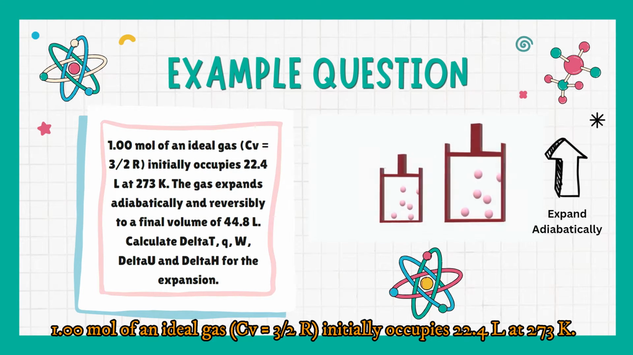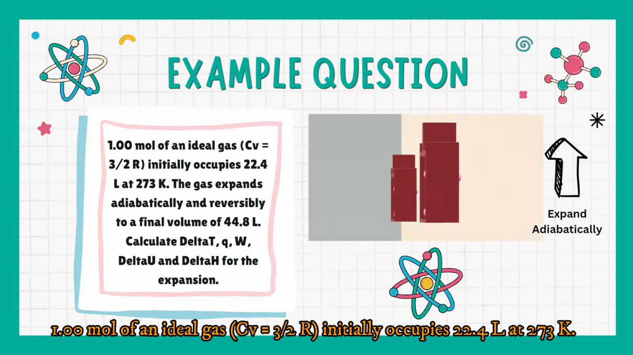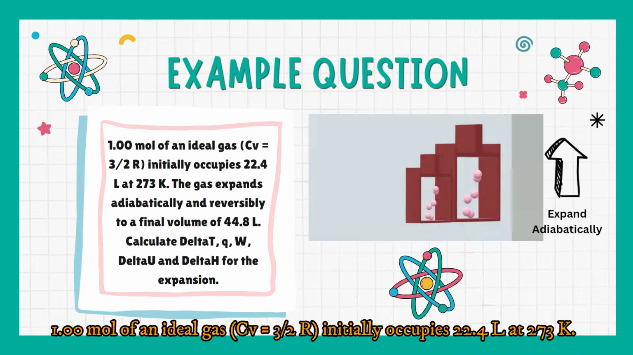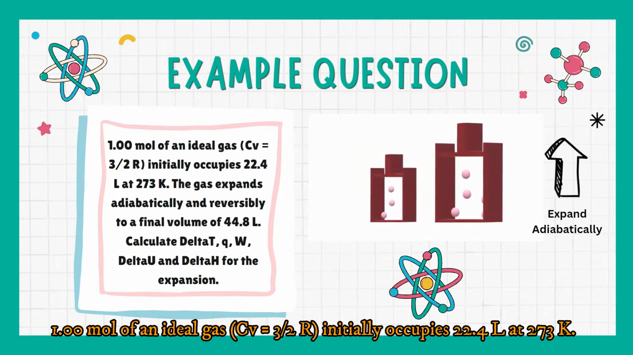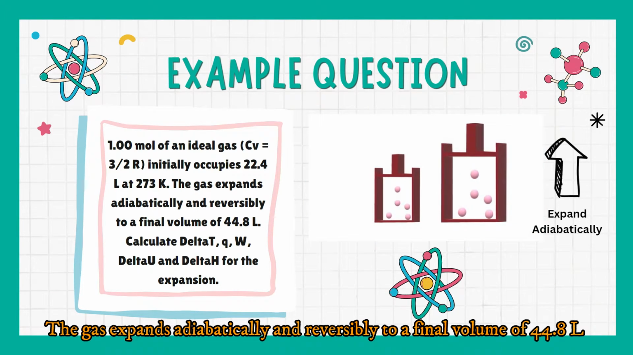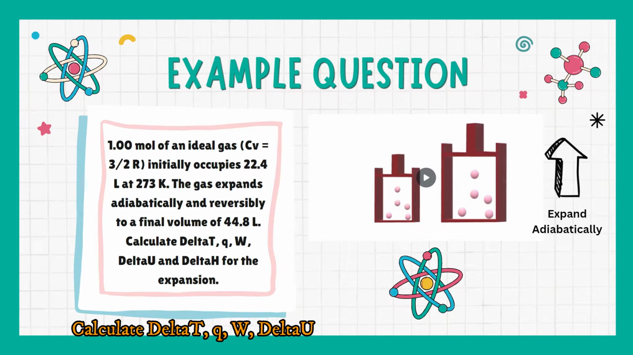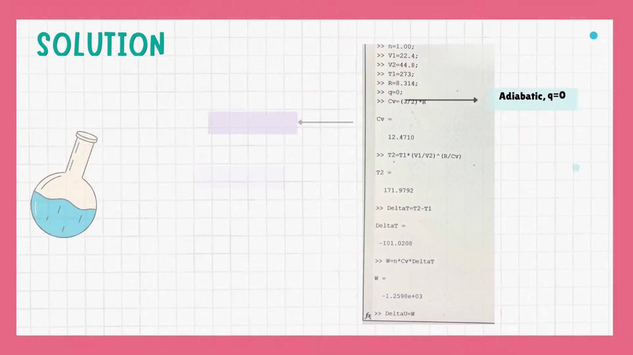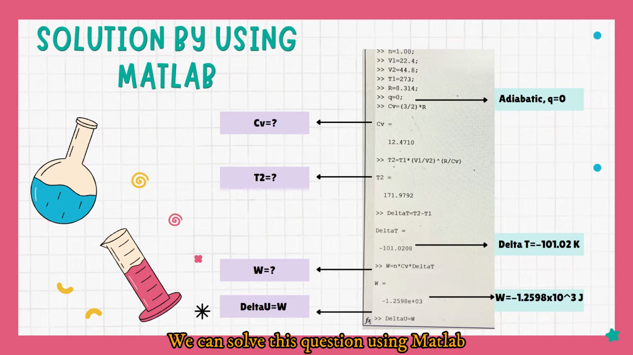1.00 moles of an ideal gas, Cv equals 3/2 R, initially occupies 22.4 L at 273 K. The gas expands adiabatically and reversibly to a final volume of 44.8 L. Calculate delta T, Q, W, delta U and delta H for the expansion. We can solve this question using MATLAB.